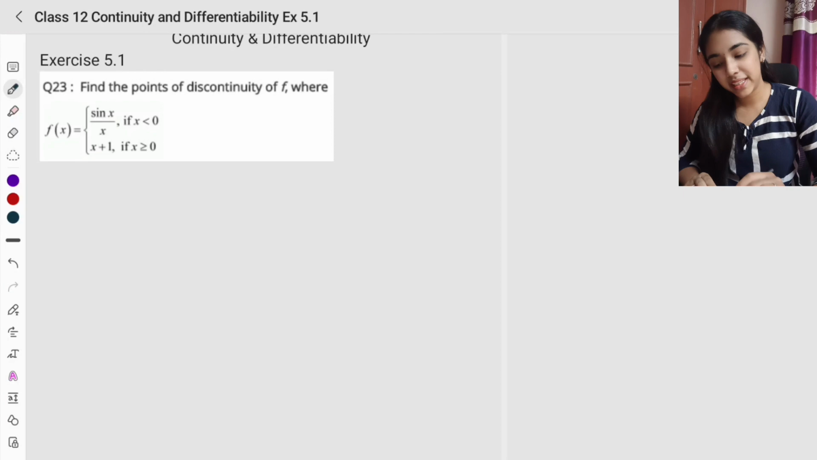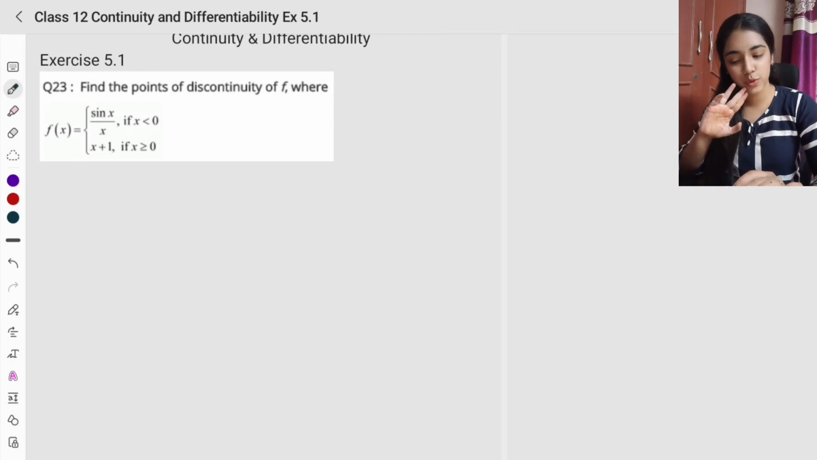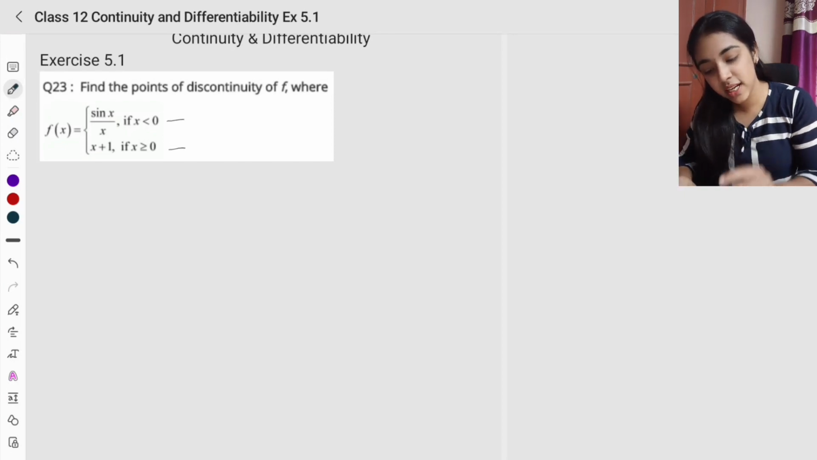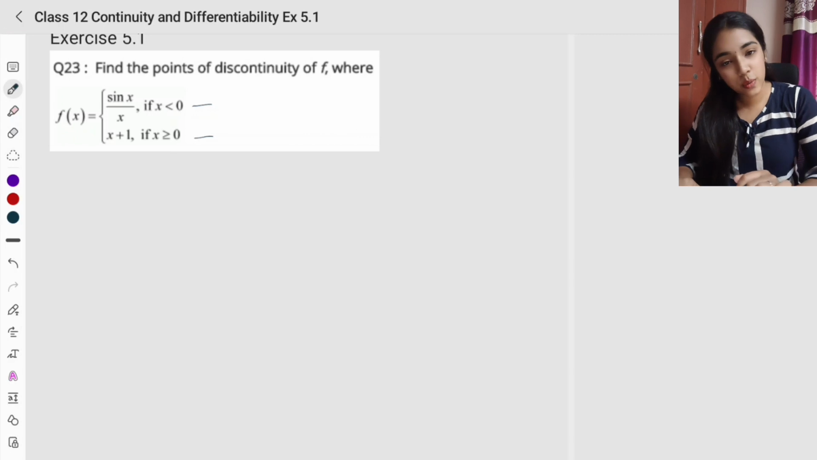Moving on to question number 23. Find the points of discontinuity of f where f of x is equal to two different functions given. One condition is x less than 0, and the other is x greater than or equal to 0. So you see that I have two different conditions. Okay. So now what is my first step?